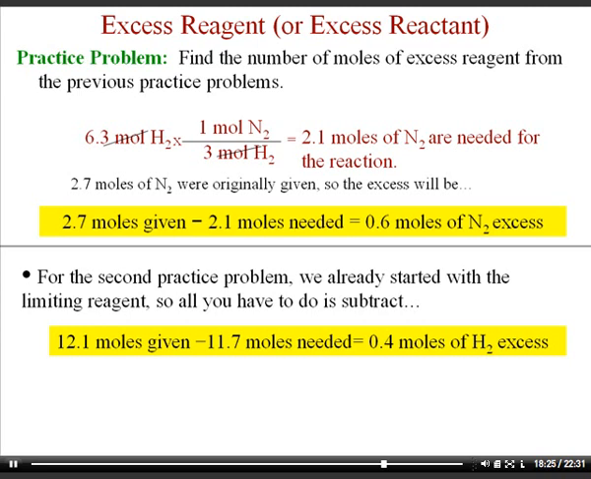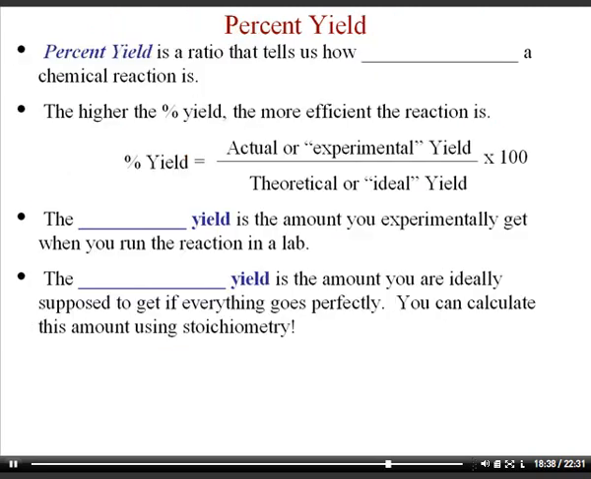So if you want to find the limiting reagent, you have to do a one-step mole-mole problem, and then you have to compare how much you calculated, which is the needed amount of moles, to how much was given in the original question. The last slide deals with percent yield calculations.